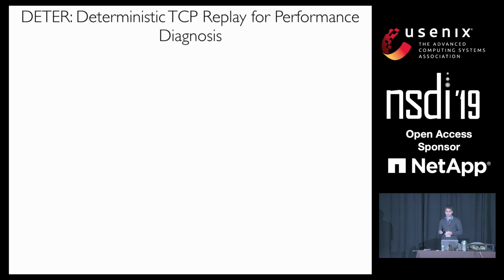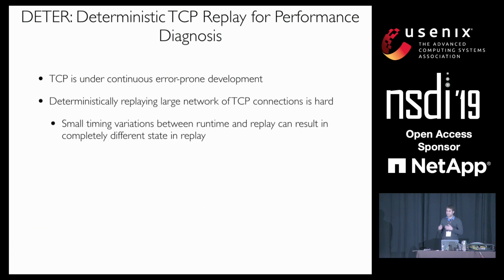The last talk in this session will talk about the deterministic TCP replay for performance diagnosis. Now, TCP is a constantly evolving protocol and is typically error-prone, at least in the data center context. However, deterministically replaying a large network of TCP connections can be pretty challenging because of what the authors refer to as the butterfly effect, where even a small timing variation between the actual runtime and the replay can lead to a completely different state in the replay.